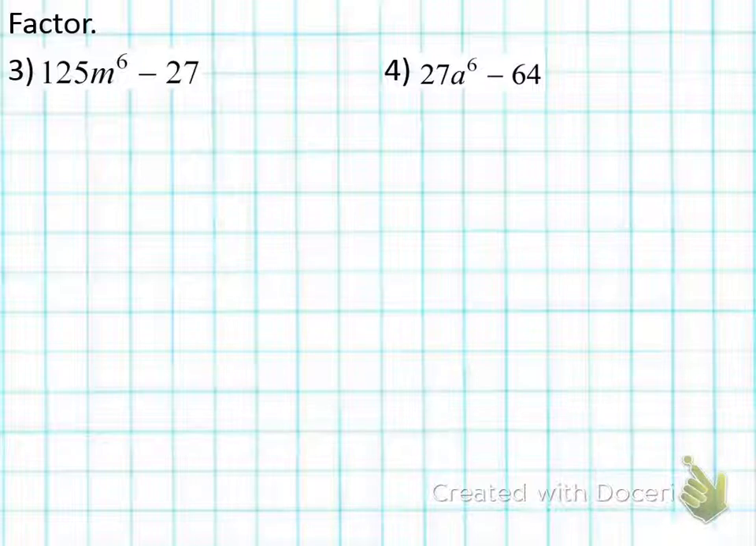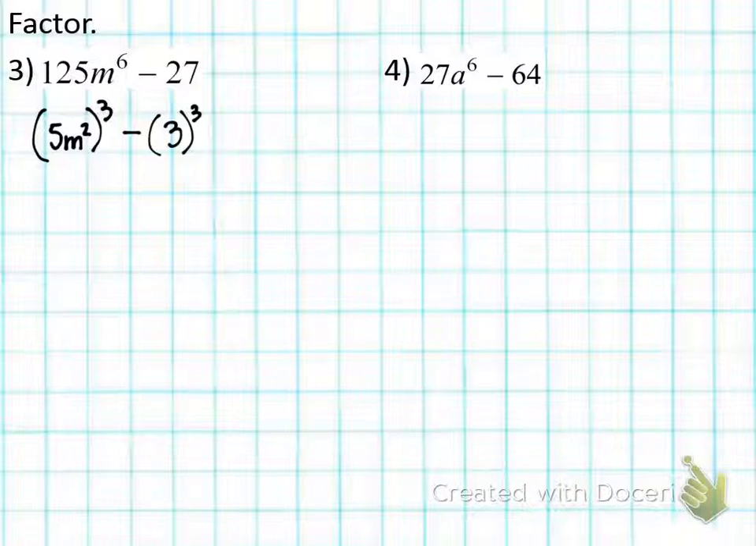So 125m to the 6 minus 27. Let's do this one together. First thing you want to do, look for a GCF. Is there a GCF? There is not. Okay, I know 125 is one of those magic numbers. It has a cube root, so I know that 125 is like saying 5 to the 3rd power, and m to the 6 is like saying 5m or m squared to the 3rd power. Okay, bring down the subtraction sign. Of course, 27 is 3 to the 3rd power.